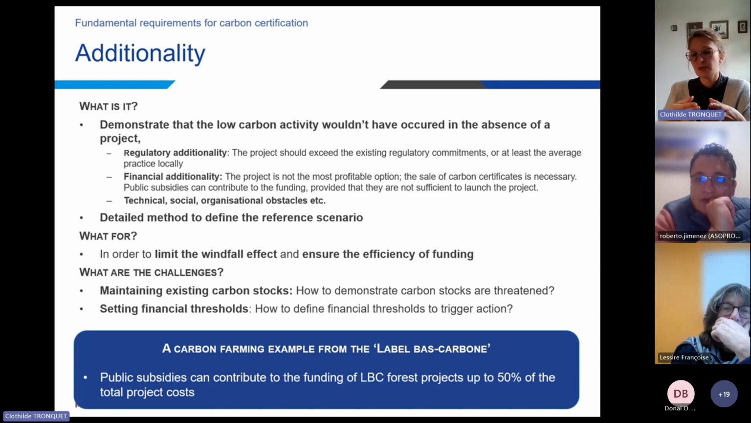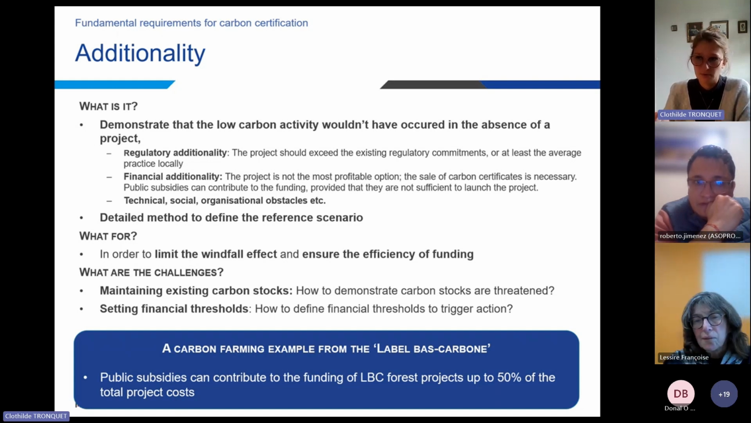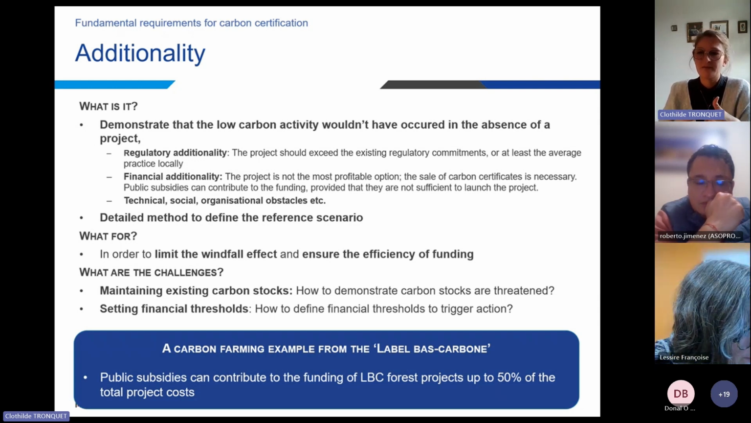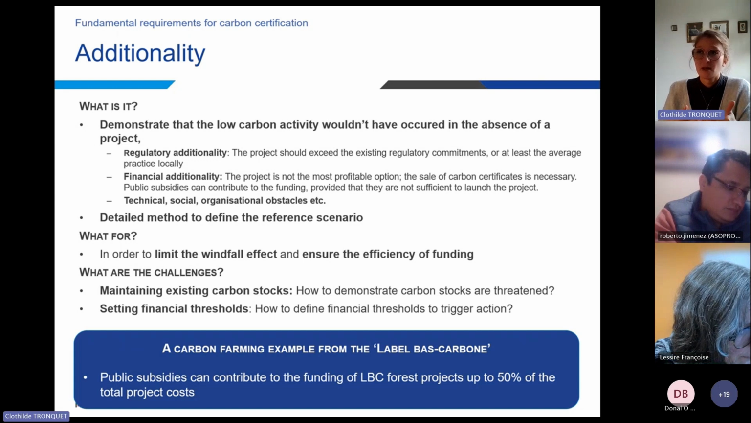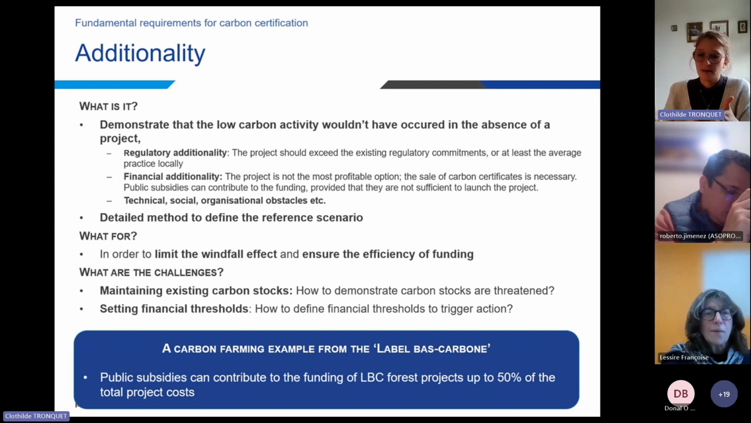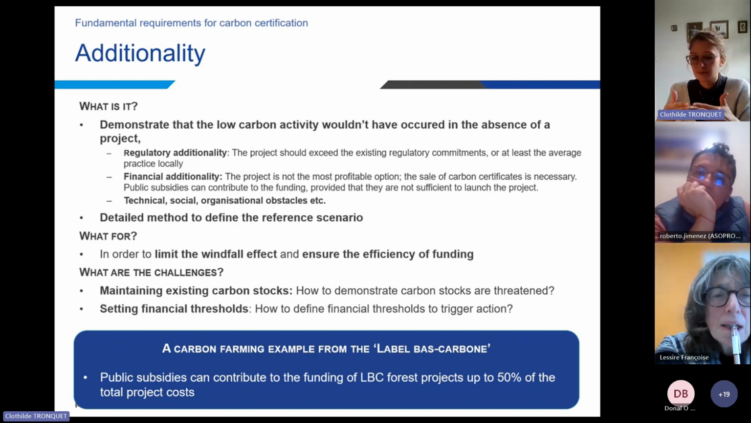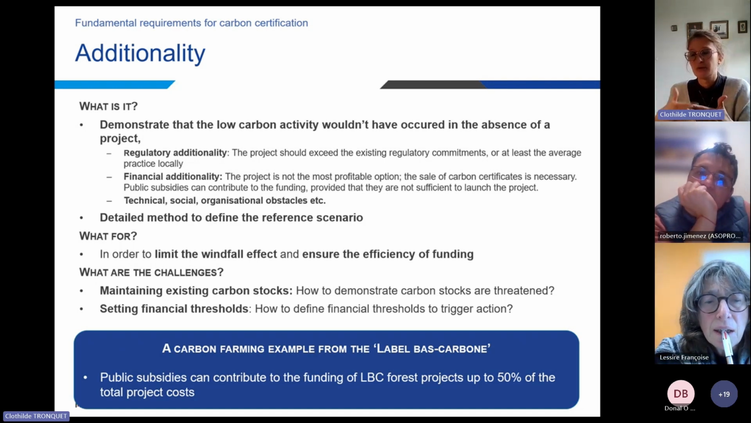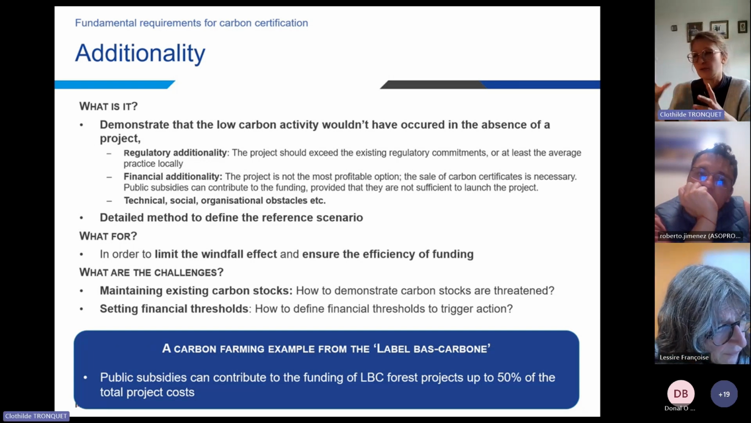First, you usually have to demonstrate that the project activity is not what is already required by law. This is what we call the demonstration of regulatory additionality. And you have financial additionality. The project shouldn't be the most profitable option. And sometimes, depending on the demonstration, you might have to show that the sale of the carbon credits represents a certain amount of the revenues for the project.